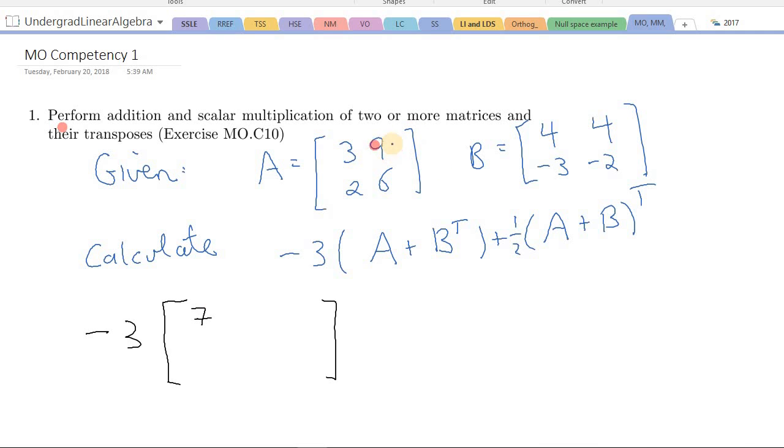All right, now for the top right corner, here I have 9 from the A. Now what about B transpose? Well, B transpose, the entry in the first row second column is going to be the entry in the original matrix in the second row first column. So B transpose, top right entry, is minus 3. So here I'm going to have 9 minus 3, or 6.